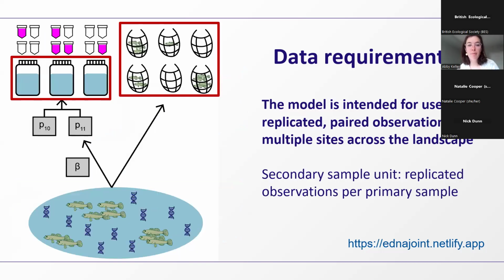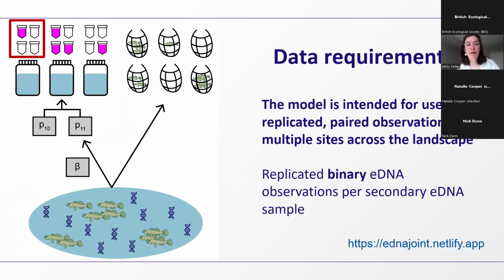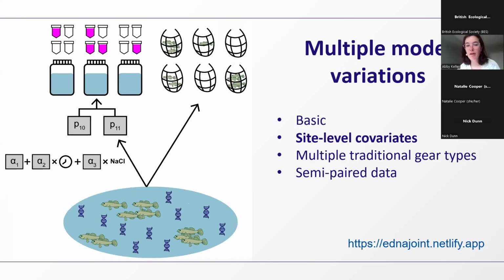And then for each primary sample unit, so within each site, you have secondary samples. For eDNA, this will be multiple water samples. For traditional samples, this will be multiple surveys and can be either discrete or continuous data. Finally, for each eDNA secondary sample, so each water sample, you'll have replicated observations. These observations should be binary, so detection, non-detection, 1, 0. We can think of these as our PCR replicates. So those are the basic requirements, the minimum set of information that you need to use the model. But there are multiple variations.